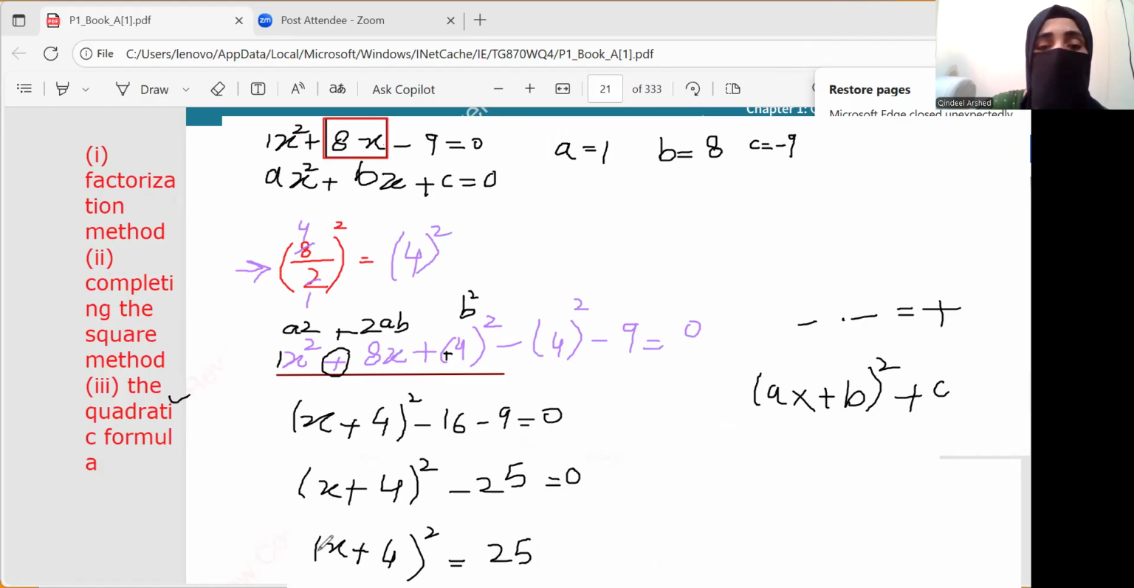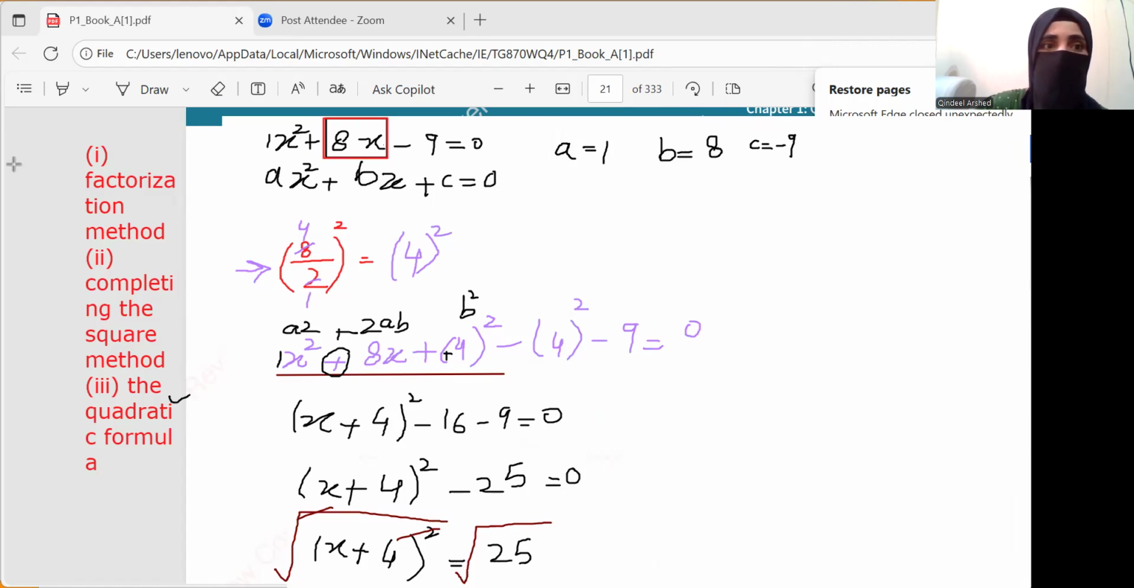Now simply, if you see here, x plus 4 whole square, there is a whole square. So we just want to remove this square. Always remember, a square is removed by a square root. So I'm taking the square root on both sides of the equation. This square and square root are going to cancel out with each other. And after a little bit of simplification, our answer is x plus 4.